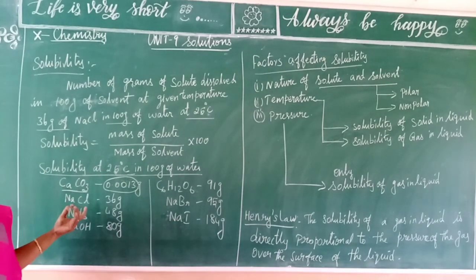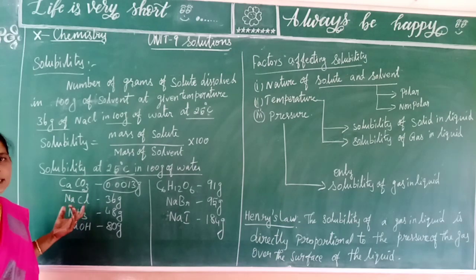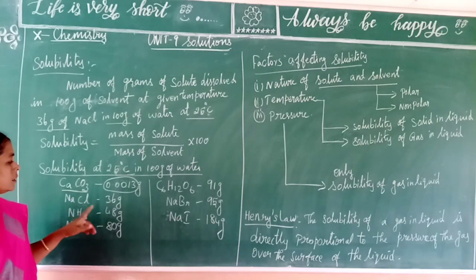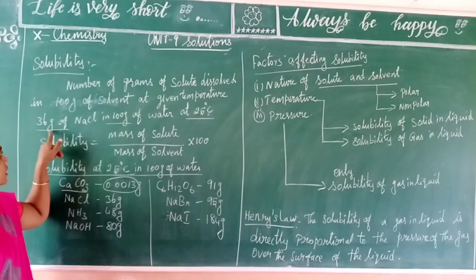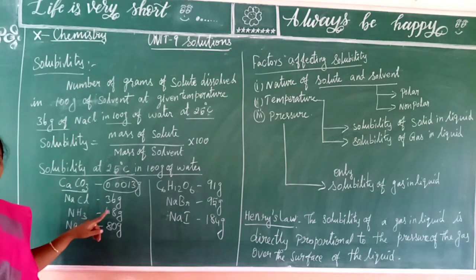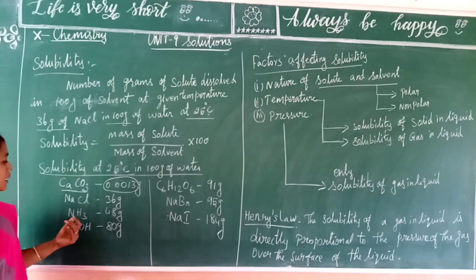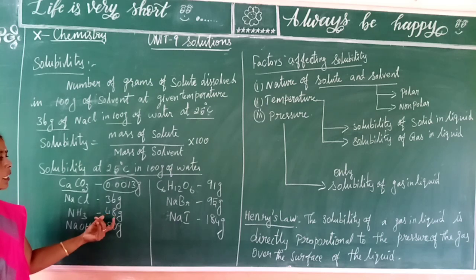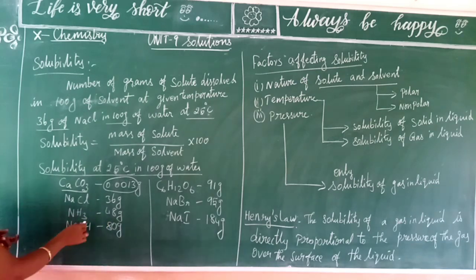Okay, next NaCl, that is ordinary table salt. I already gave you: 36 gram of NaCl in 100 gram of water at 25 degrees centigrade is saturation. That is 36 gram. Next ammonia, at 25 degrees centigrade in 100 ml of water, how many grams of NH3 dissolve? 48 gram. This is ammonia.